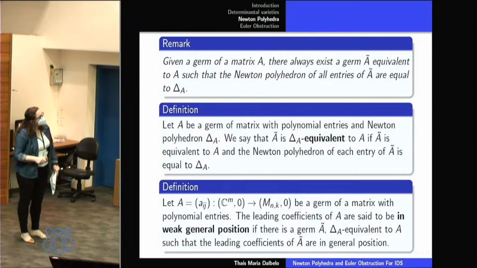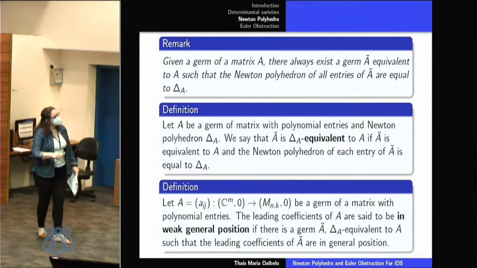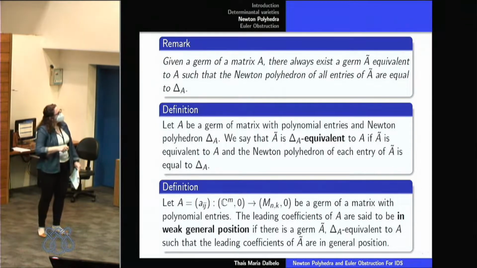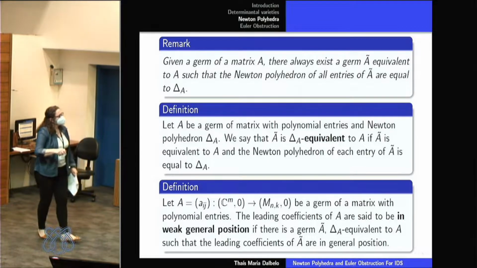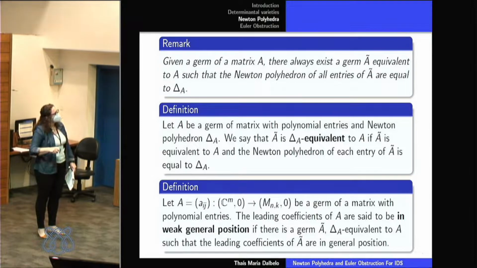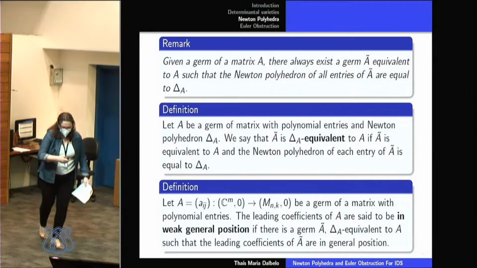Let A be a germ of a matrix with polynomial entries. The leading coefficients of A are said to be in weak general position if there exists a germ Ã, with ΔA equivalent to A, such that the leading coefficients of Ã are in general position.